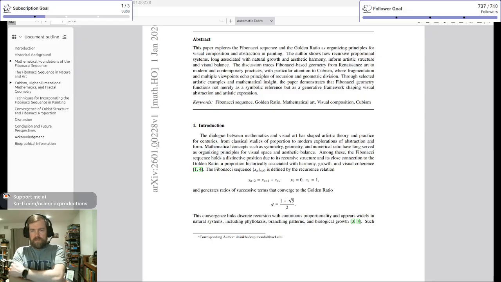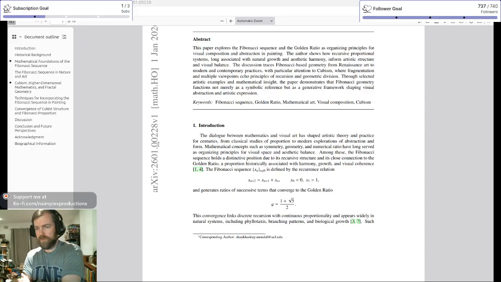All right. Dialogue between mathematics and visual art has shaped artistic theory and practice for centuries, from classical studies of proportion to modern explorations of abstraction and form. Mathematical concepts such as symmetry, geometry, and numerical ratio have long served as organizing principles for visual space and aesthetic balance. Among these, the Fibonacci sequence holds a distinctive position due to its recursive nature and close connection to the golden ratio, a proportion historically associated with harmony, growth, and visual coherence.